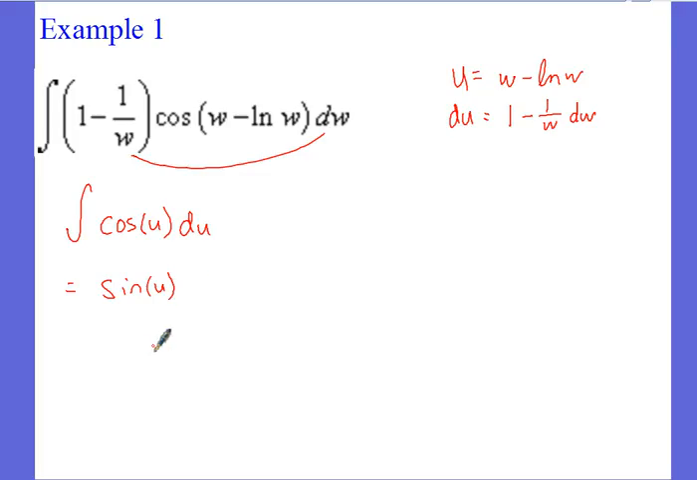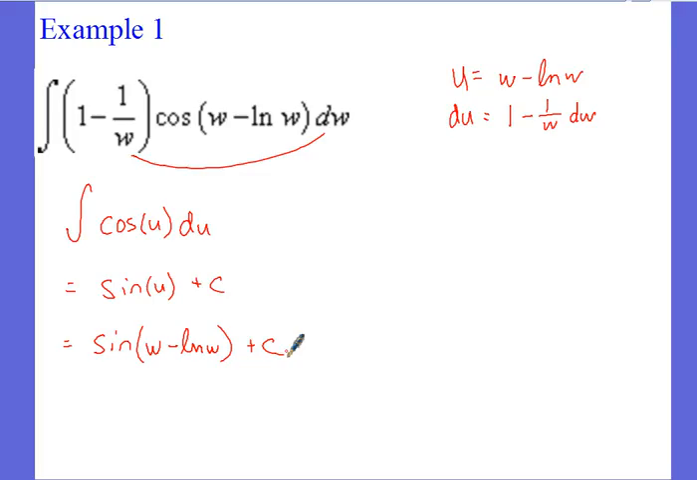What am I forgetting? I just integrated, right? So I have to put the plus c. And then is that my final answer? Now I got to put my u back. So the actual equation is sine of w minus ln w plus c.